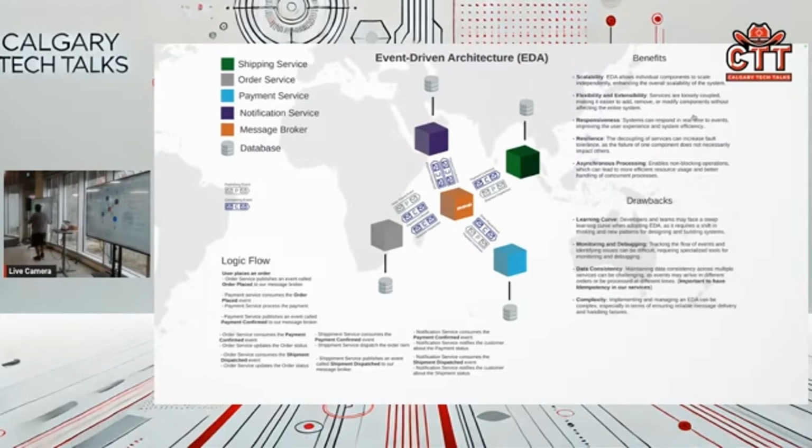The biggest drawback of an EDA is something called data consistency. Since we're talking about asynchronous events, it's really hard to ensure that every database will be synced, right? Because of these events, we have the data consistency problem. And that's really important to keep in mind when we are developing services in an EDA architecture.